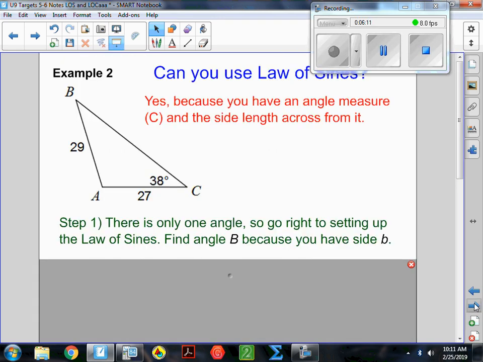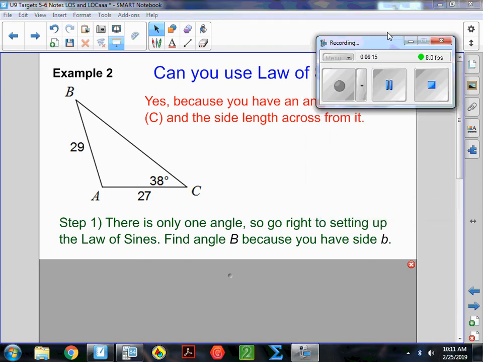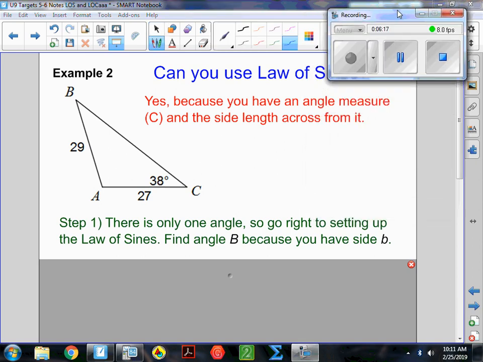Okay, a second example real quick with the law of sines. First question was, can we use the law of sines? Well, we look at the triangle. We have an angle, 38 degrees. We have a side opposite it. So we can use the law of sines because we have an angle and a side opposite. There's only one angle, so we'll go set up the law of sines.